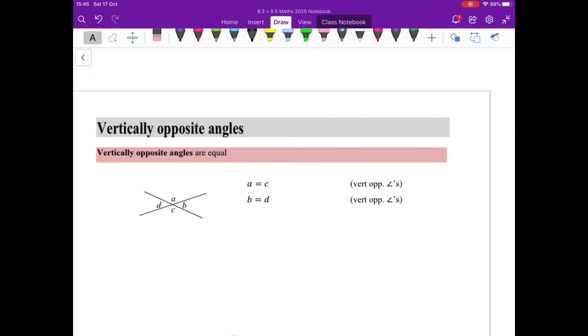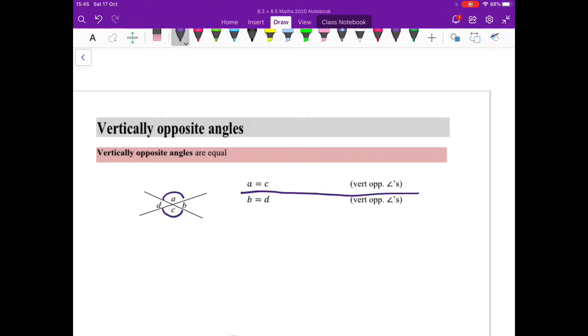The next geometry theorem we're going to look at is vertically opposite angles. Again, we do the ruler test. So if you take your ruler, you make sure that these are straight lines, they intersect each other, and when these lines intersect each other, the vertically opposite angles are equal. So angle A will equal angle C, and that's how we write it.